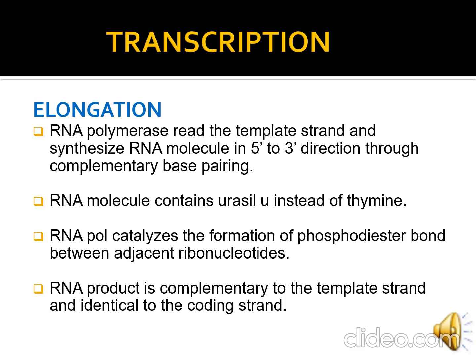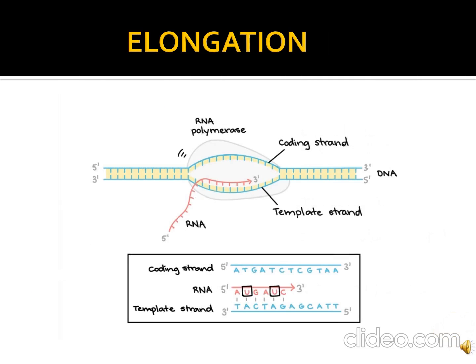RNA polymerase catalyzes the formation of phosphodiester bonds between adjacent ribonucleotides. RNA product is complementary to the template strand and identical to the coding strand. This picture shows the elongation stage of transcription, in which we clearly observe the coding strand and the template strand.